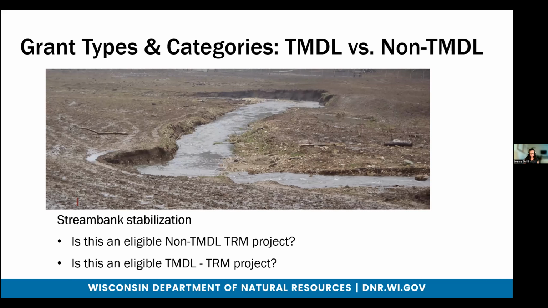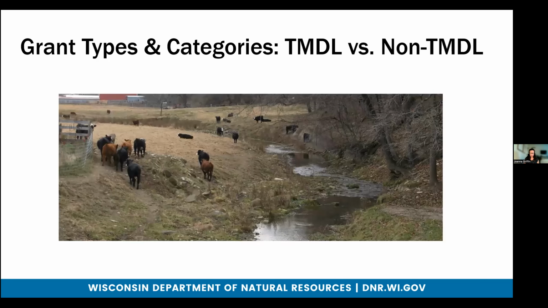And the answer is yes. And that's because this is a non-TMDL project. The project must address non-compliance with an NR 151 performance standard. For example, in this photo, we see a situation in which erosion appears to be caused by unlimited livestock access to the stream.